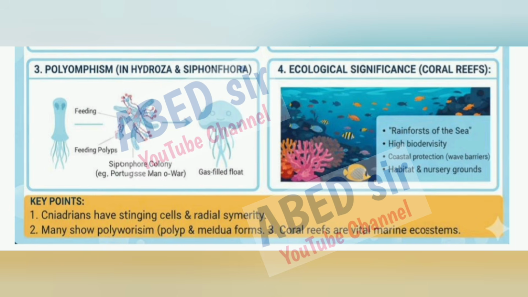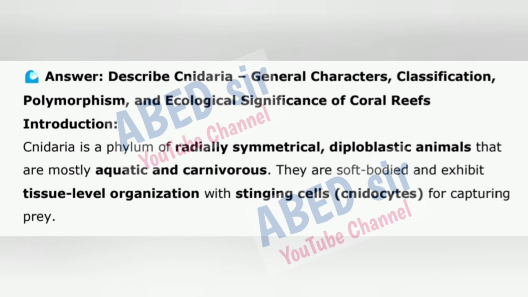Explain polymorphism in Hydrozoa and Siphonophora and the ecological significance of coral reef formation. Answer. Introduction. Cnidaria is a phylum of radially symmetrical, diploblastic animals that are mostly aquatic and carnivorous. They are soft-bodied and exhibit tissue-level organization with stinging cells, cnidocytes, for capturing prey.